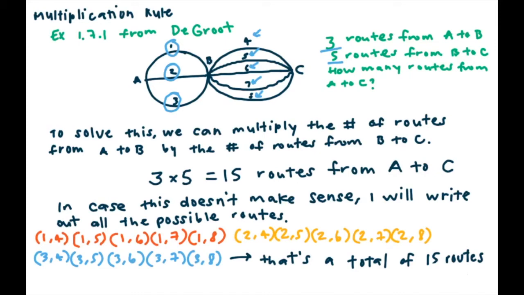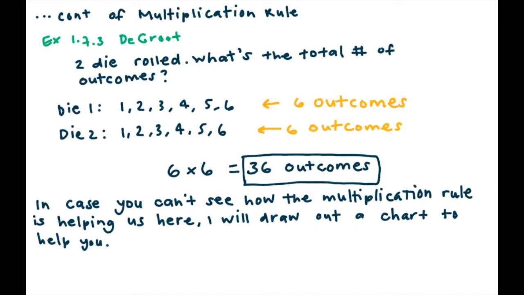In case this doesn't make sense, I wrote out all the possible routes that you can take to get from A to C. In orange, we have 1, 4, 1, 5, 1, 6, 1, 7, 1, 8. Next, we have 2, 4, 2, 5, 2, 6, 2, 7, 2, 8. Following that, we have 3, 4, 3, 5, 3, 6, 3, 7, 3, 8. If you count up all the orange options, all the yellow, and all the blue, that's a total of 15 different routes.